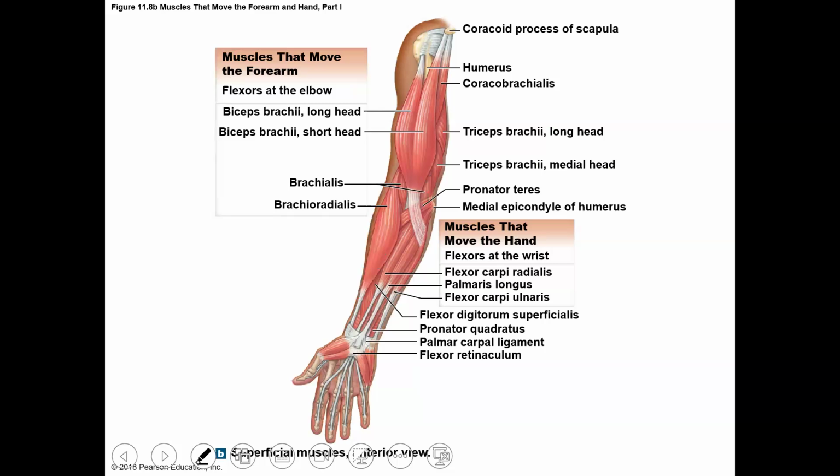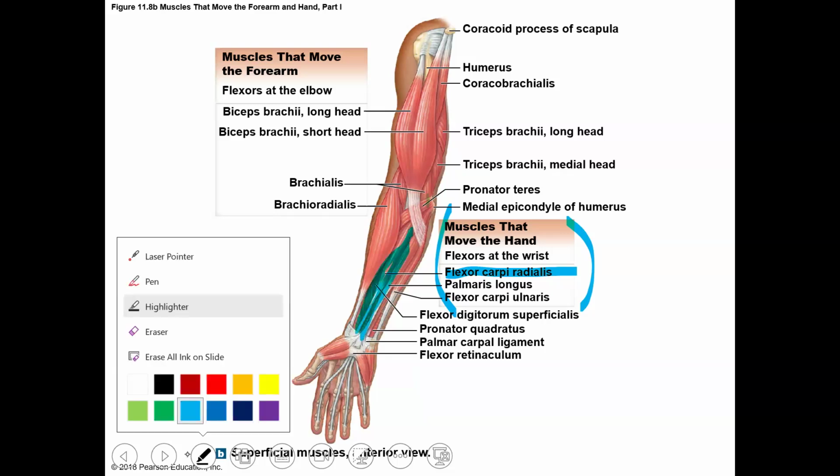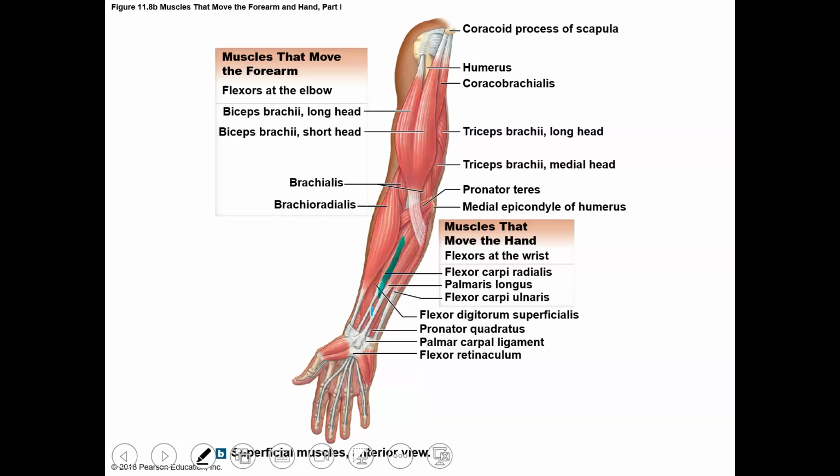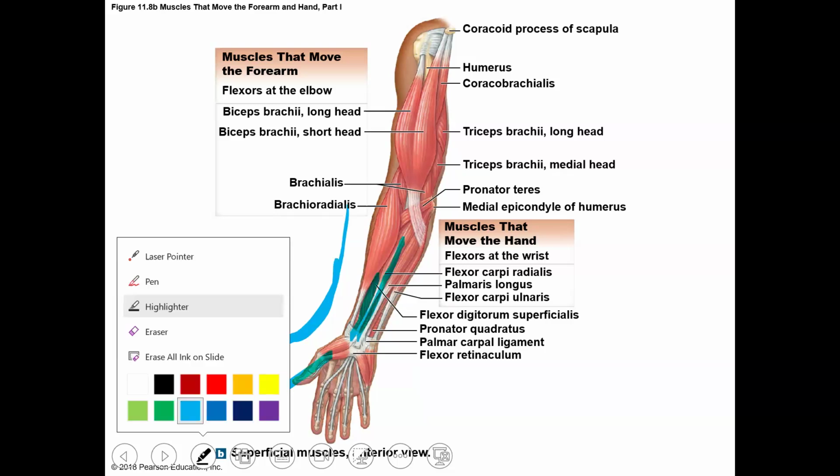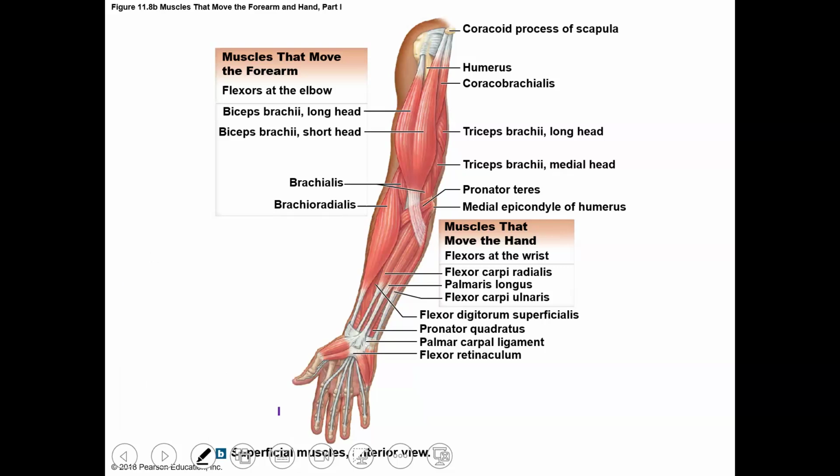We see pronator teres. We see muscles over here that move the hand, and we see flexors at the wrist, flexor carpi radialis. Right here. Oops, right there. Let me do that better. Right, flexor carpi radialis. Remember the radial side, thumbs up, rad. Okay. And then we see palmaris longus in the center. And then flexor carpi ulnaris on the ulna side.